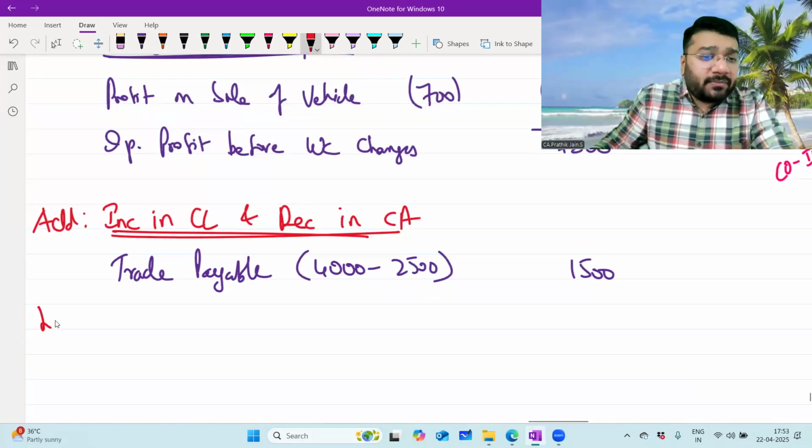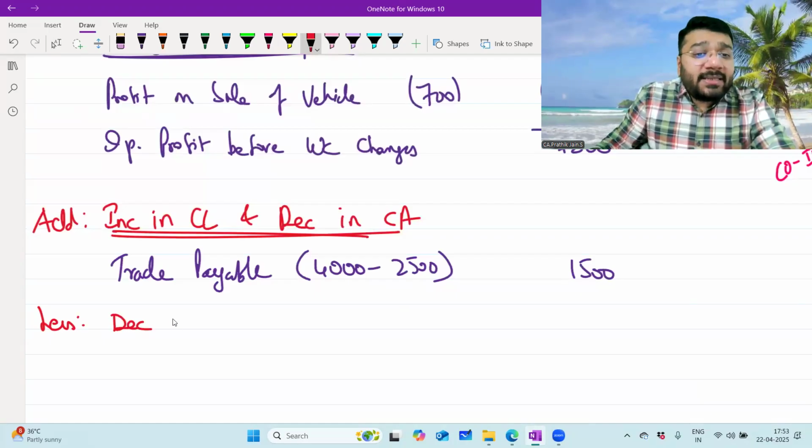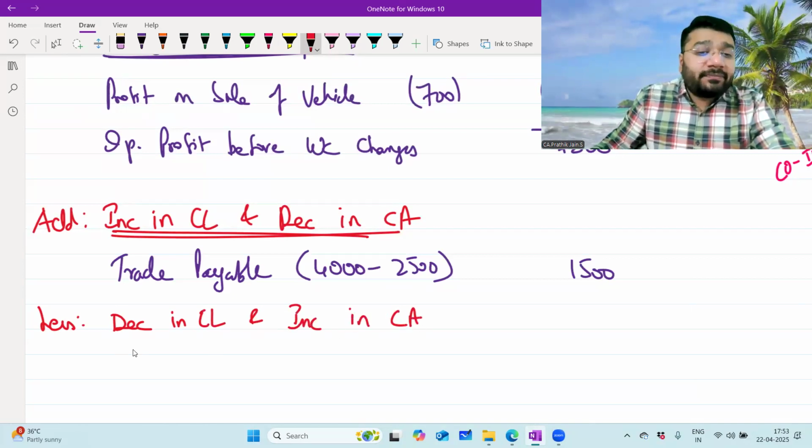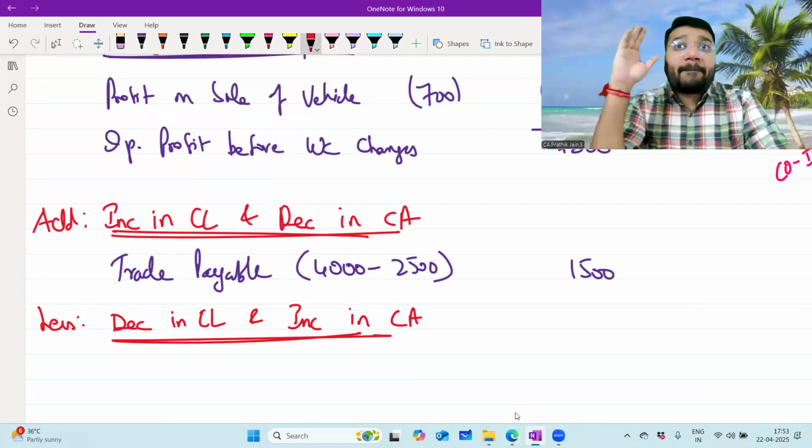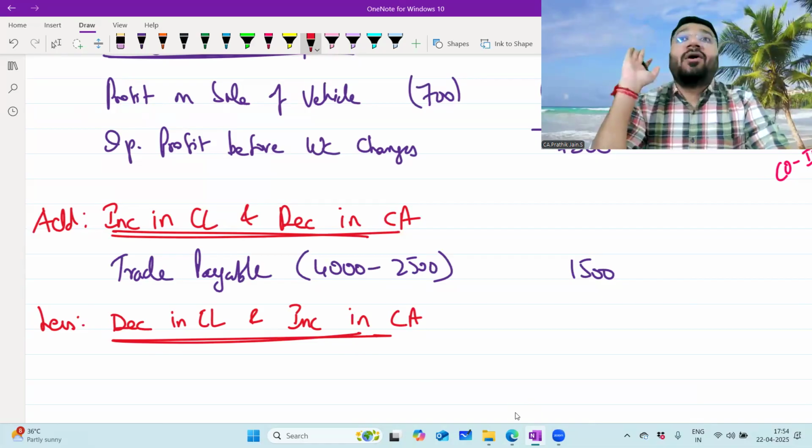Next is the less item. Less: decrease in which current liability? Operating current liability. And increase in operating current asset. Now in your format, in that Excel sheet I gave, the format of the cash flow statement, I've added the word operating, so you'll not get any confusion in future.